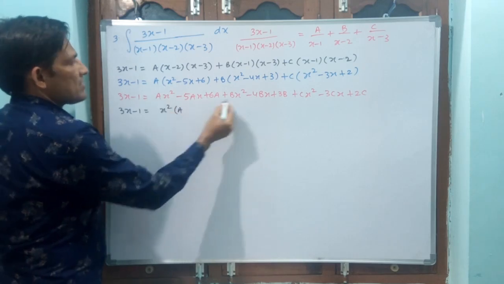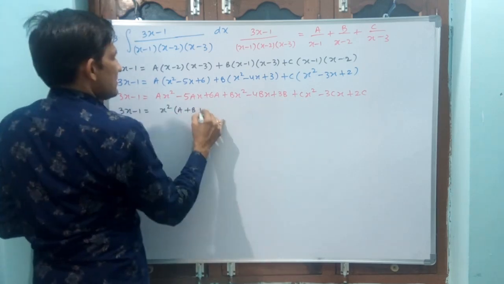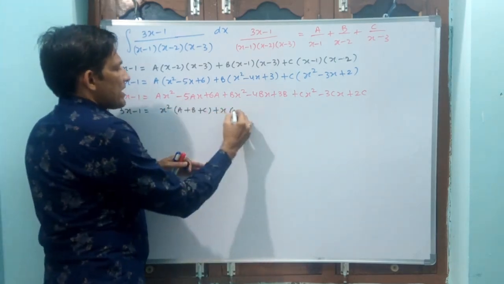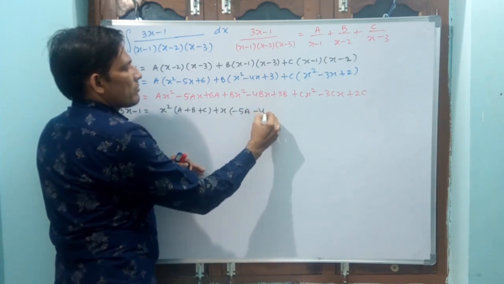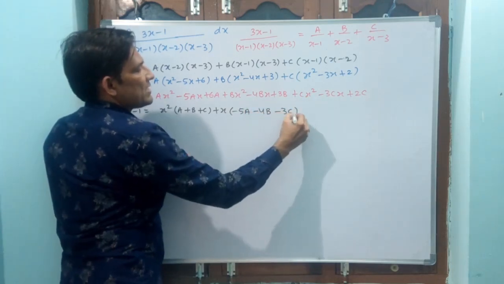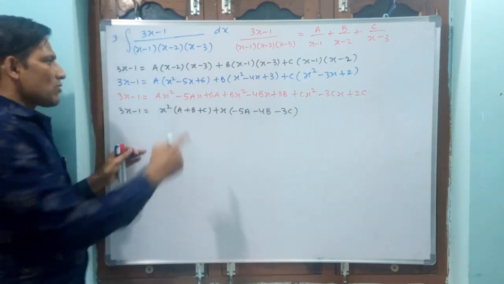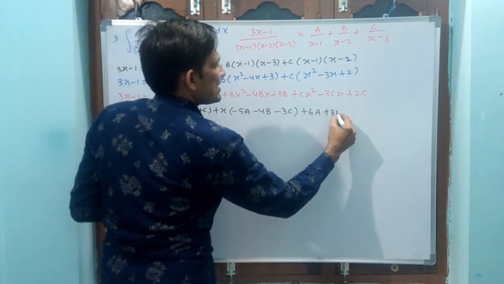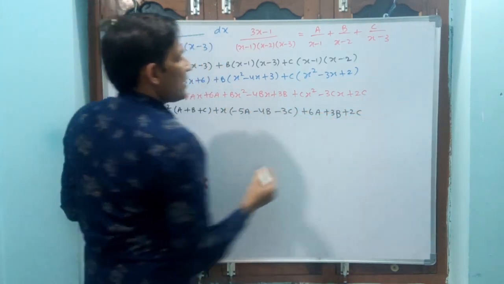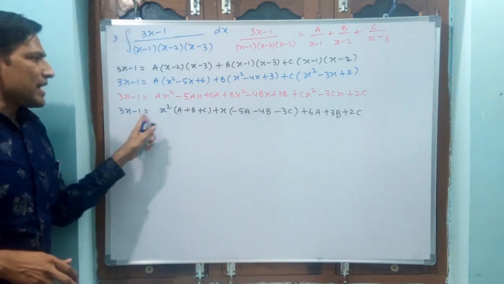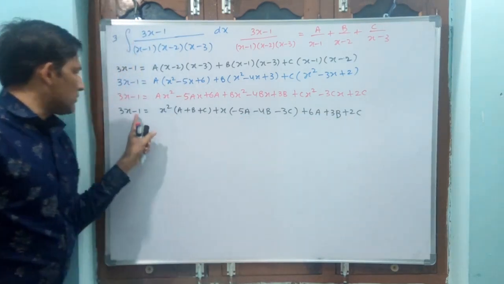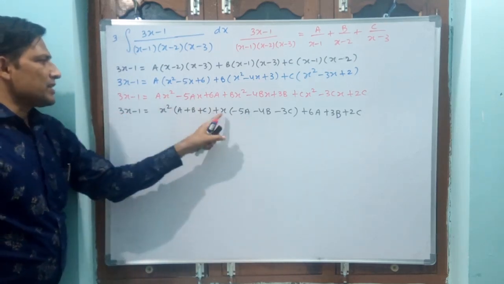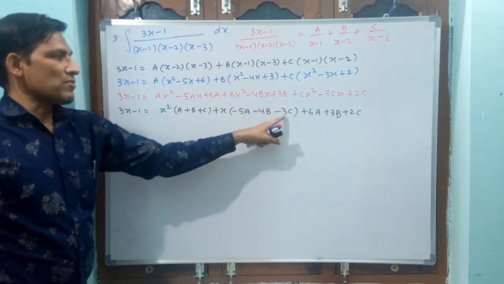If you take common, a is there here plus b is there here plus c is there. Okay, plus x I am taking common again. If you take x common, minus 5a, minus 4b, minus 3c is there for x. Again the constants, how much? Plus 6a plus 3b plus 2c. Okay, see here you have only the constant as minus 1, so 6a plus 3b plus 2c is equal to minus 1. And the x term, the x coefficient is 3, so for minus 5a, minus 4b, minus 3c you have to take 3.